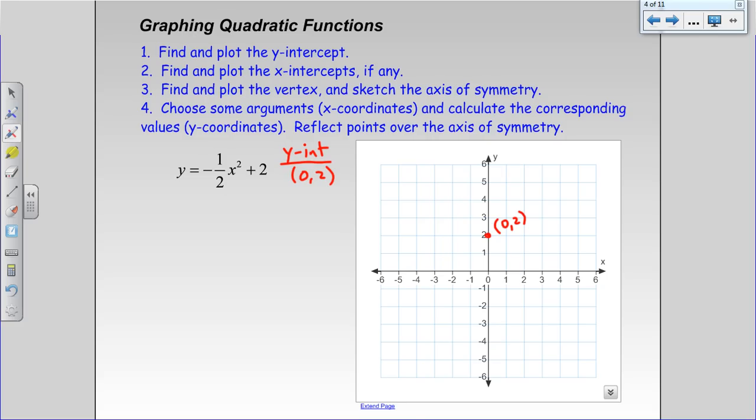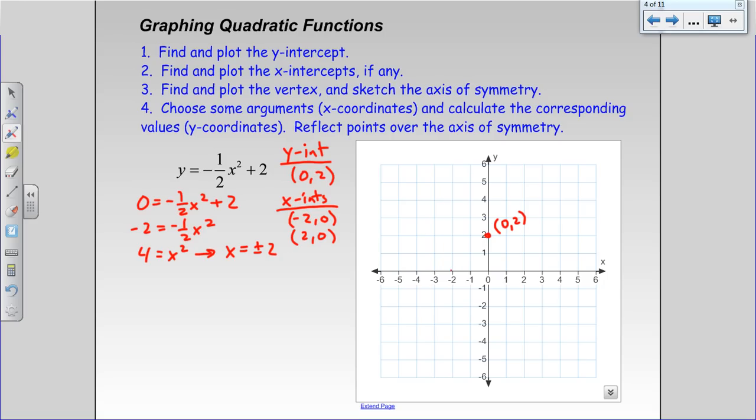And then to find the x-intercepts, we would let y equal 0 and solve the quadratic equation. 0 equals -1/2 x squared plus 2. We can use the principle of square roots, subtract 2 from both sides, and then multiply by -2 to eliminate the fraction. And we have 4 equals x squared. Therefore, x is positive or negative 2, and our x-intercepts are the points (-2, 0) and (2, 0). Put those on our coordinate plane as well.